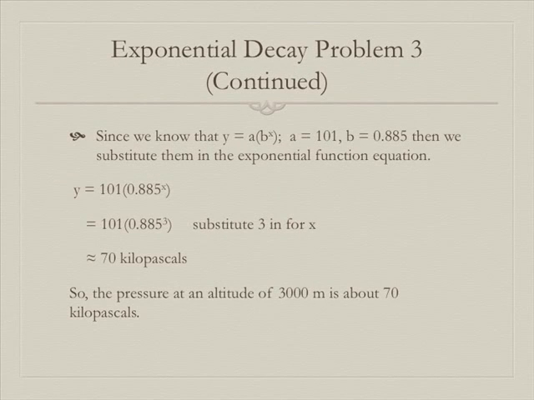Since we know that y equals a times b to the x, a equals 101 and b equals 0.885, we substitute them into the exponential function equation. So we have y equals 101 times 0.885 raised to the x. We know that x is 3, so we substitute 3 for x, and we get approximately 70 kilopascals. So the pressure at an altitude of 3,000 meters is about 70 kilopascals.